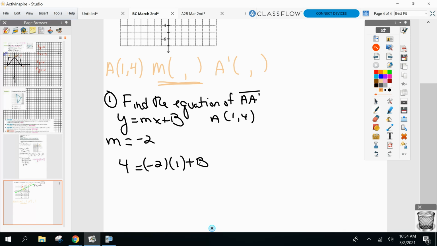Our goal right now is finding the midpoint. That's what I'm trying to have you guys do right now. Find the midpoint of AA prime by seeing where those two intersect each other. Go ahead, solve. I'll ask somebody in a second, what'd you get for B?